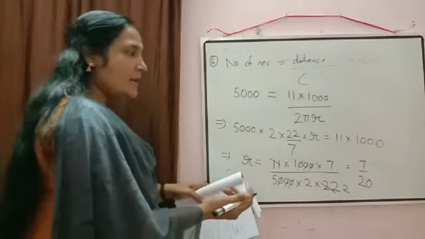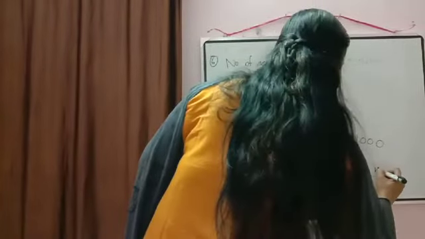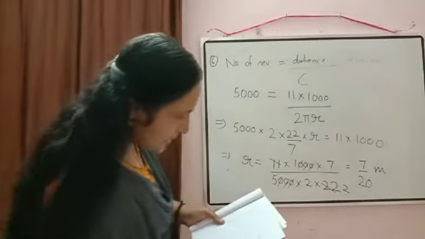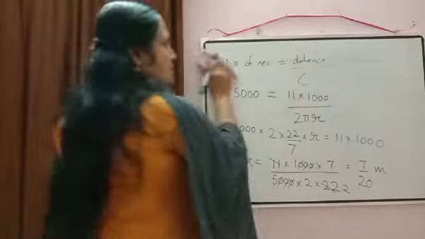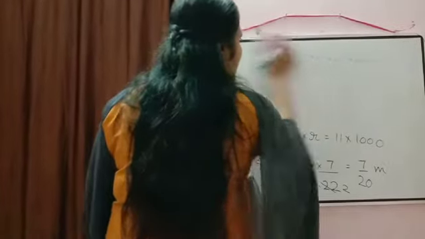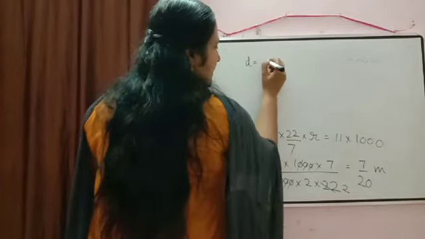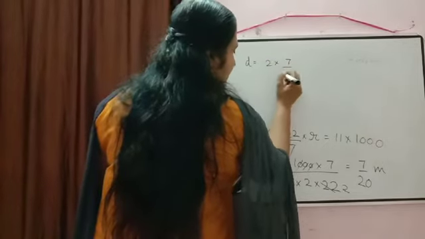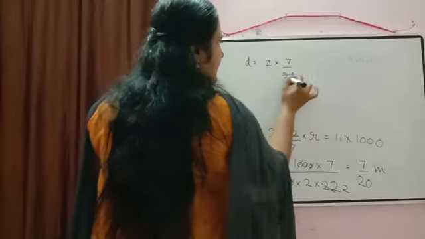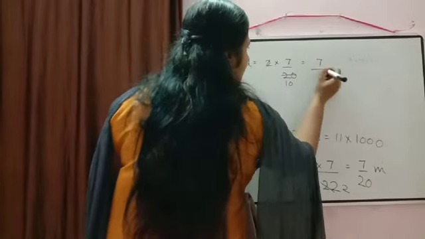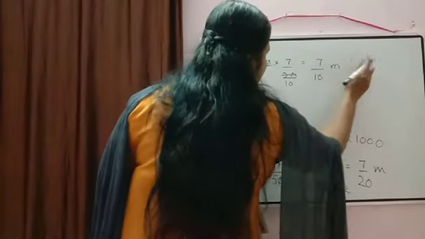What is the unit here? 7 by 20 meter. Our question is to find the diameter. So you can write what will come for diameter. We know diameter is equal to 2 times the radius. So 2 into 7 by 20. These two will get cancelled and we will get the answer 7 by 10 meter.